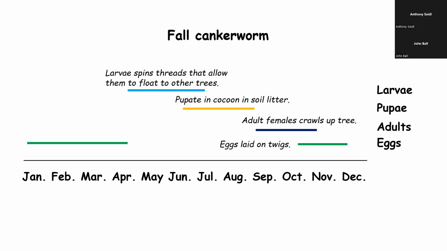In the spring, the larvae hatch just as the leaves are coming out, where they're young, tender, tastier. And the larvae are so small in the beginning, they have this little thread and they can float to surrounding trees. So they can go to a nearby tree that maybe eggs weren't even laid on. And then they're going to pupate in a cocoon in the soil. So for the most part, their feeding is pretty much done.